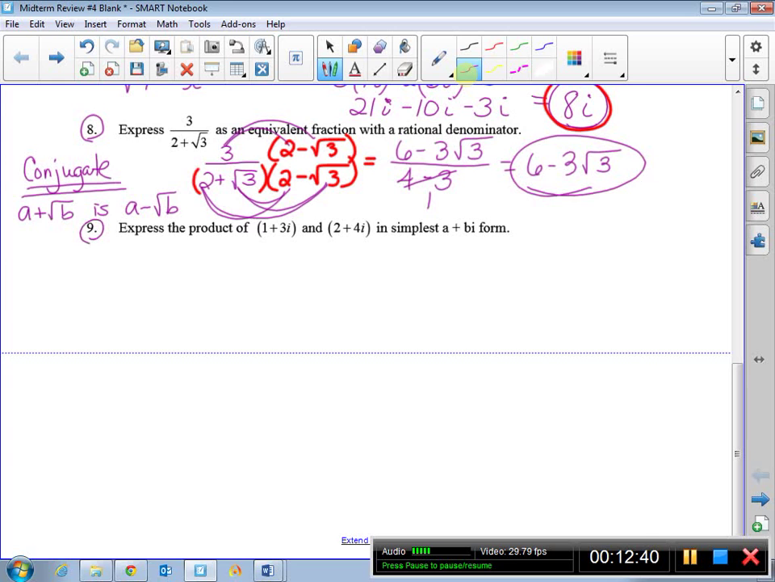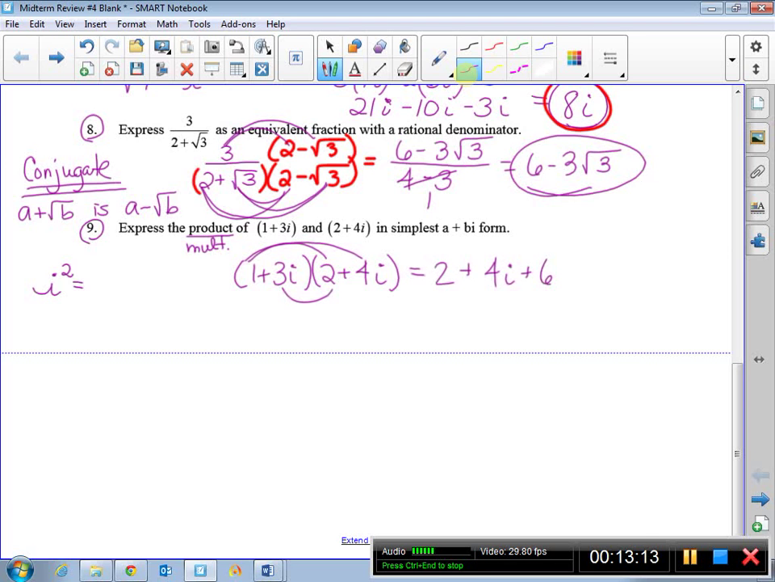Number 9, express the product, that means multiply, of 1 plus 3I and 2 plus 4I in simplest A plus BI form. Here we're going to have to remember that I squared is something special. So let's FOIL this. The firsts give us 2. The outers give us plus 4I. The inners give us plus 6I. And the lasts give us plus 12I squared.